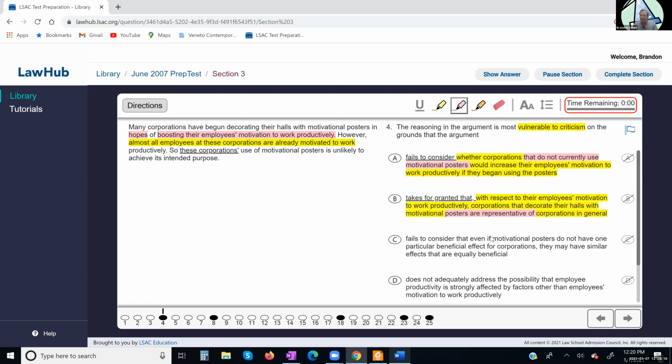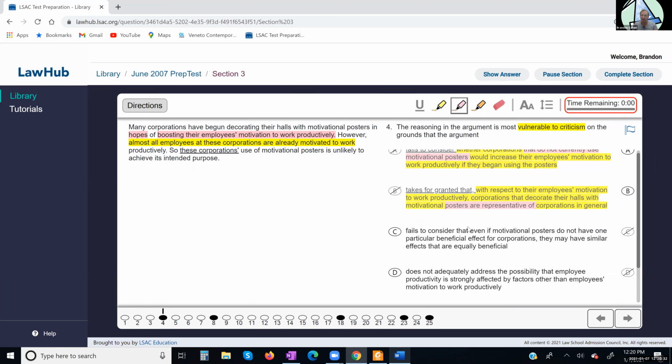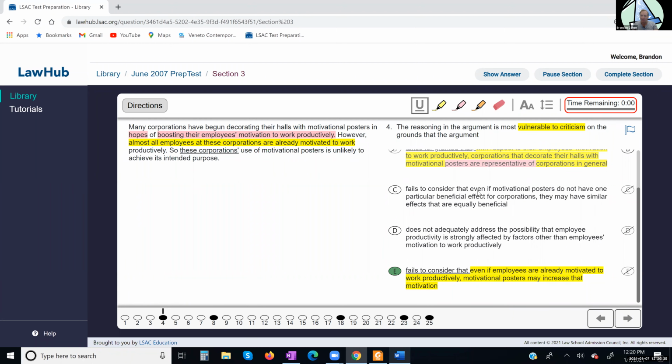They're getting into the unrepresentative sample. Okay, that these corporations that decorate their halls are unrepresentative. But the evidence was about these corporations and the conclusion is about these corporations. So it's not an issue of whether they're representative or not. So that's why B would be incorrect. C fails to consider that. So that's the weakened language. So if we accept that even if motivational posters do not have one particular beneficial effect, they may have similar effects. But the issue was this one beneficial effect.